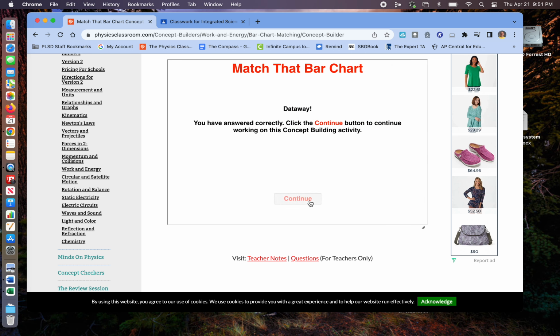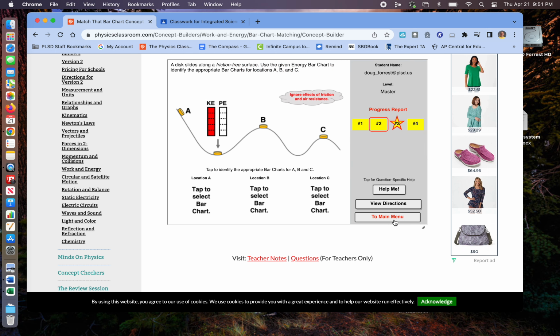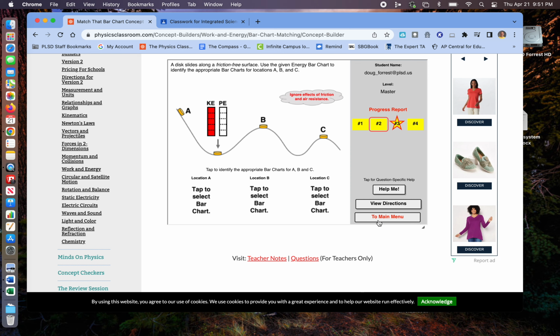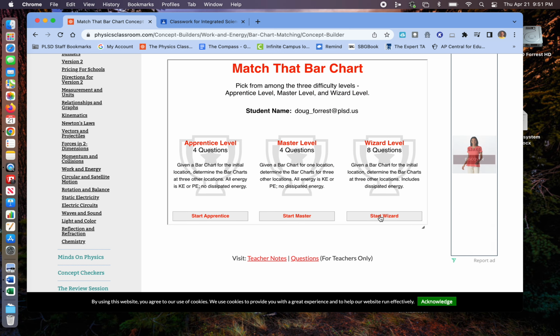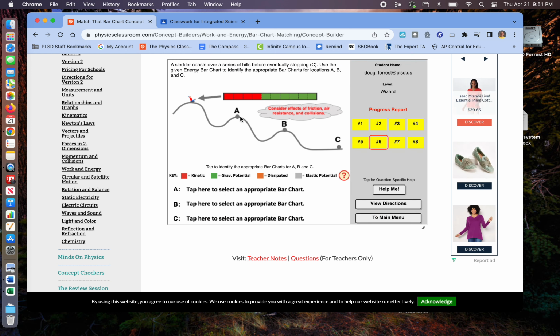And that's correct. So now I'm going to go back to the main menu, but once again, there's a help menu, and there's view directions. So I'm going to try a wizard level question to show you what that looks like. So these bar charts look a little different. Notice it says, consider the effects of friction, air resistance, and collisions. So kinetic energy, gravitational potential, dissipated energy, and elastic potential energy.